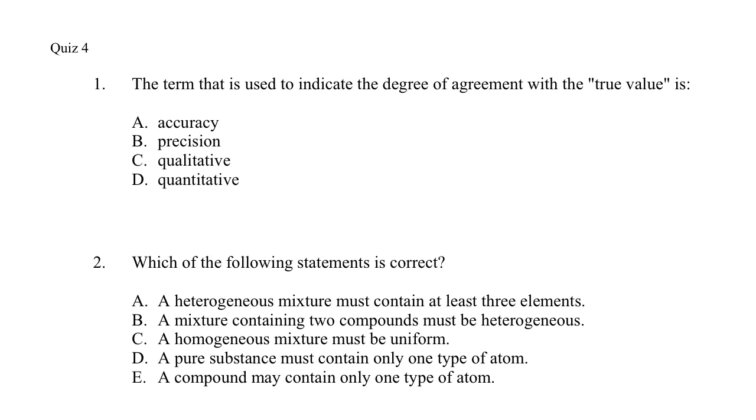The term that is used to indicate the degree of agreement with the true value is, that's pretty much a definition of the word accuracy as we use it in this class. Precision would be the repeatability. Qualitative might relate to measuring a particular trend in the right order, but not having the particular quantitative agreement with maybe some published values.